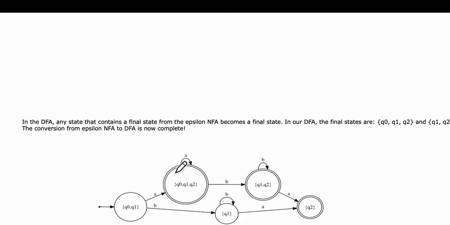Okay, so now the initial state is Q0 Q1, and what could be the final state? In the given NFA-epsilon, Q2 is the final state. When we are constructing the DFA, wherever Q2 is there, you mark it as a final state. So this is your DFA for the given NFA with epsilon.